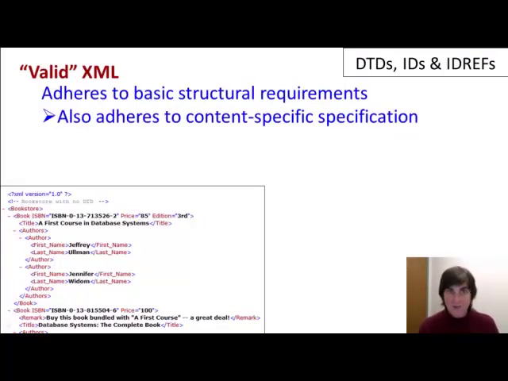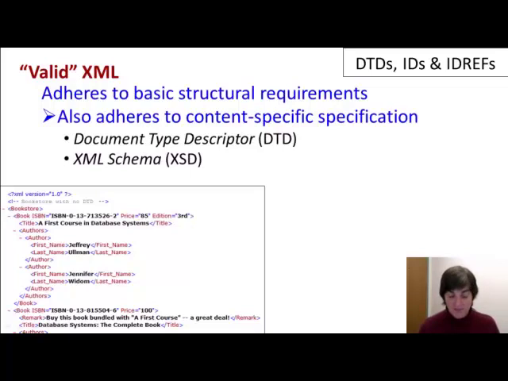Valid XML has to adhere to the same basic structural requirements as well-formed XML, but it also adheres to content-specific specifications. And we're going to learn two languages for those specifications. One of them is document type descriptors, or DTDs, and the other, a more powerful language, is XML Schema. Specifications in XML Schema are known as XSDs, for XML Schema Descriptions.